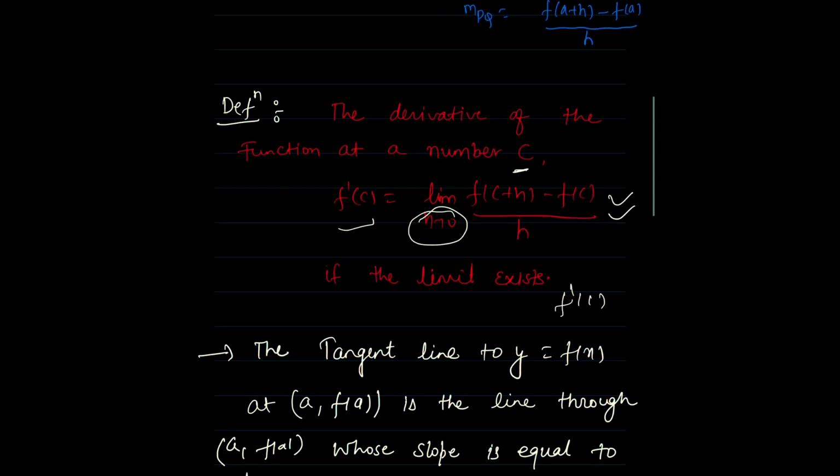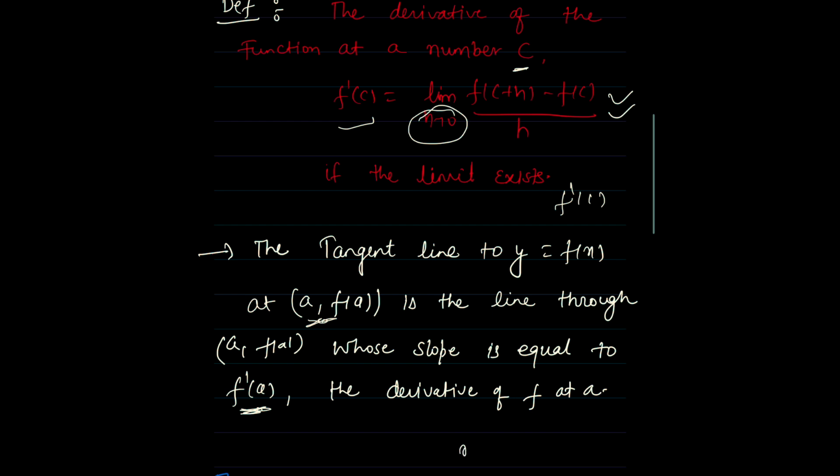The tangent line to y equal to f(x) at the point (a, f(a)) is the line through (a, f(a)) whose slope is equal to f dash a. The derivative is basically the slope, m equal to f dash a.